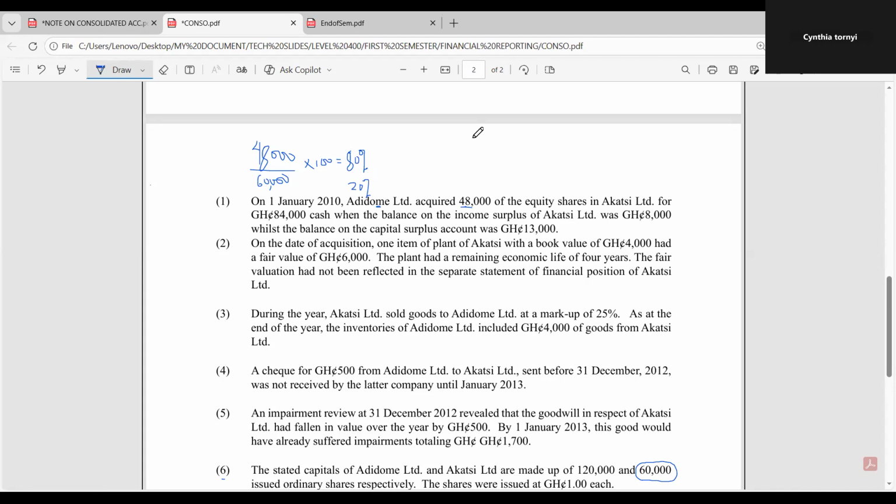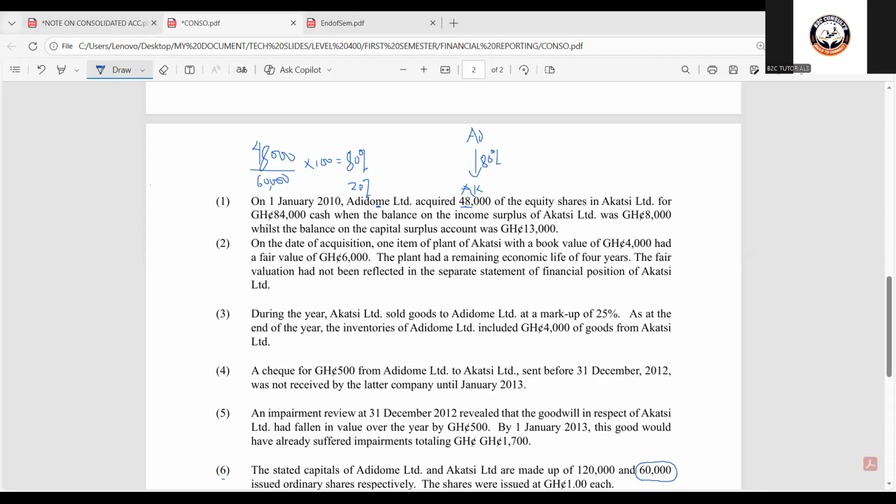All right. So we can quickly draw a table. So let's say Adidome, AD. Then you draw this line. Then you have AK, Akachi. Then you write 80%. So once you do this, you've been able to establish the relationship, or the percentage that is owned by the parent in the subsidiary.